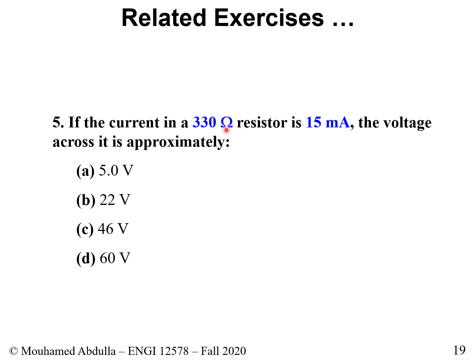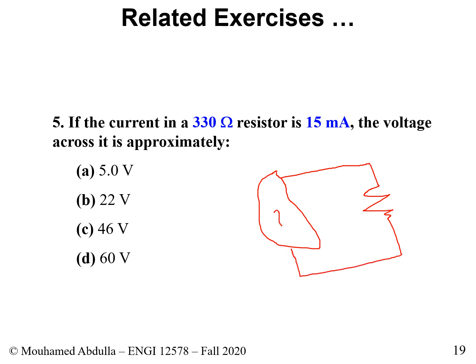If the current in a 330 ohm resistor is 15 milliamp, the voltage across it is approximately what? Basically we have some circuit. We don't know what it is. It has a wire, there is some resistor, and then it continues back to this unknown circuit that we have. But we have some information. We know that it has a resistance R of 330 ohms. We know that it has a current that flows in it of 15 milliamp. So this is your current I.